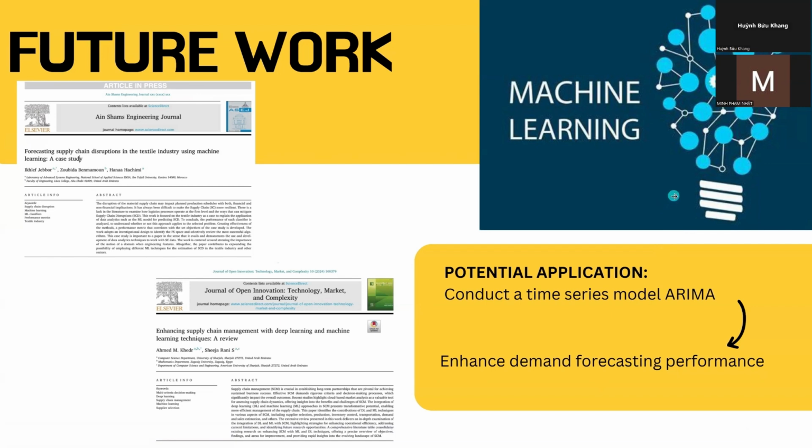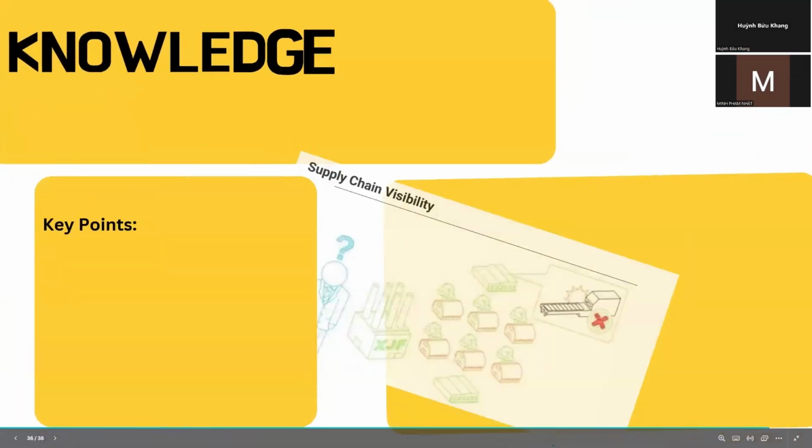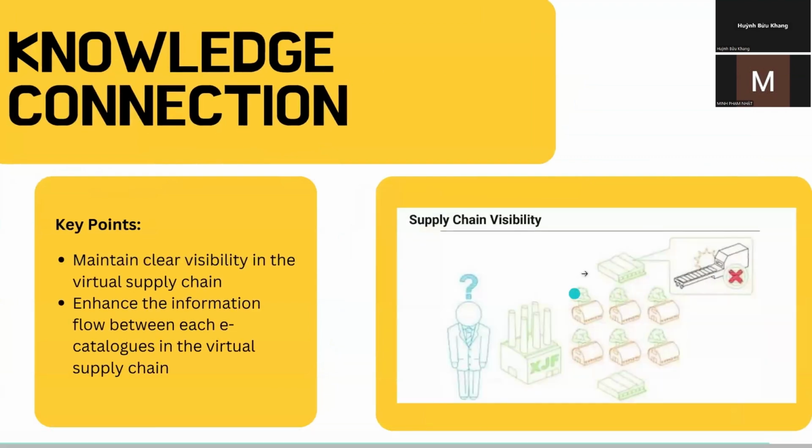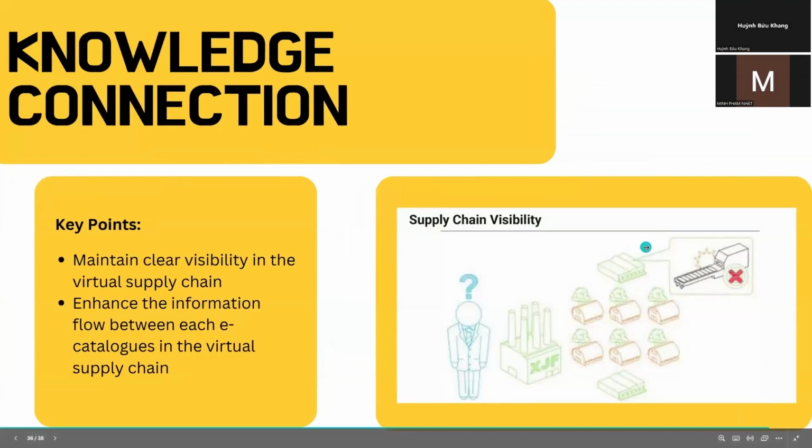Knowing the advantages of this application, some papers related to this idea can be listed: first, forecasting supply chain descriptions in the textile industry using machine learning. And second, enhancing supply chain management with deep learning and machine learning techniques. That's pretty much all for the paper analysis.